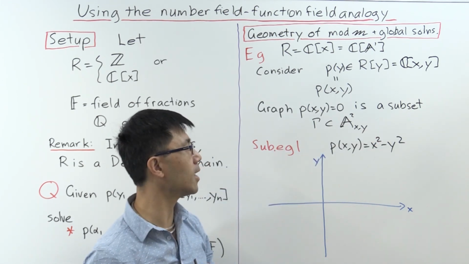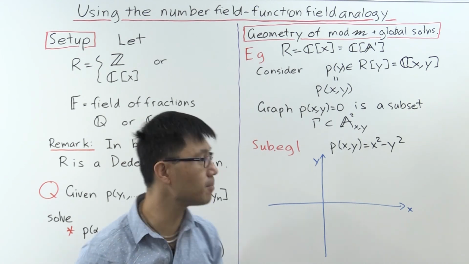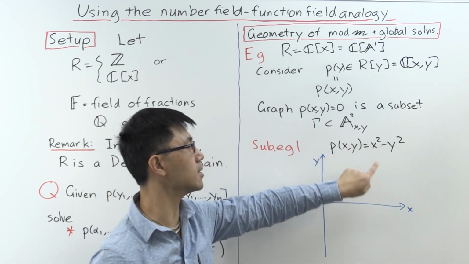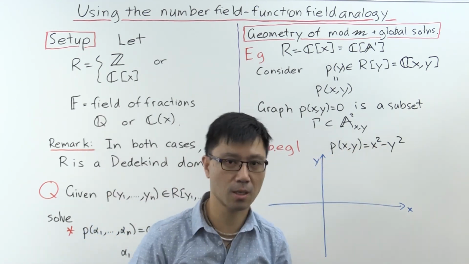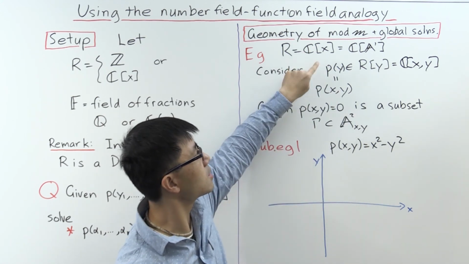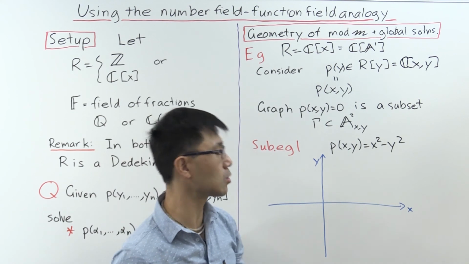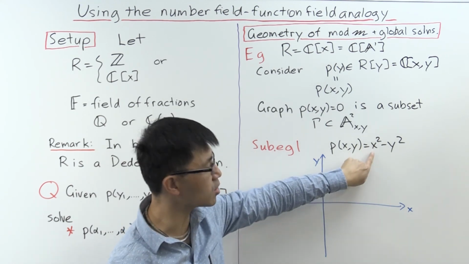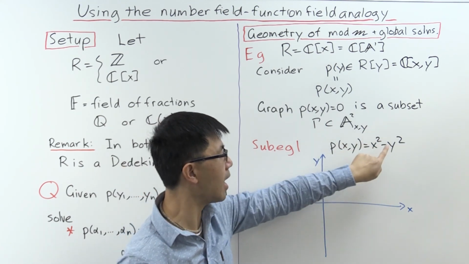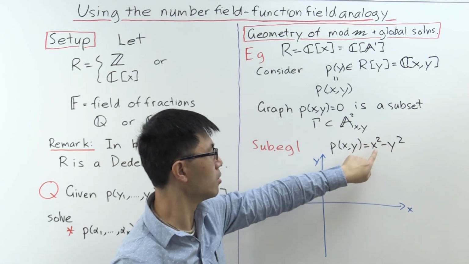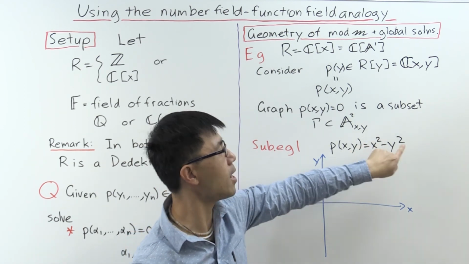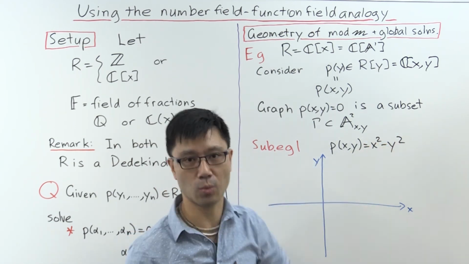Okay, so let's just pick a little example here. So P of xy is x squared minus y squared. The way we really want to think of this is a polynomial function in y with coefficients in x squared. So the constant term, so to speak, is x squared, and there's zero coefficient of y, and the coefficient of y squared is minus 1.